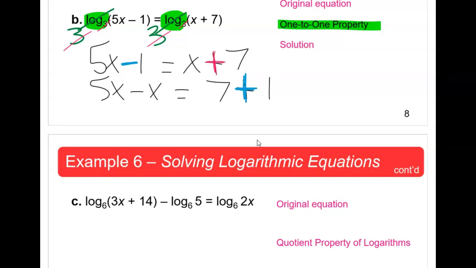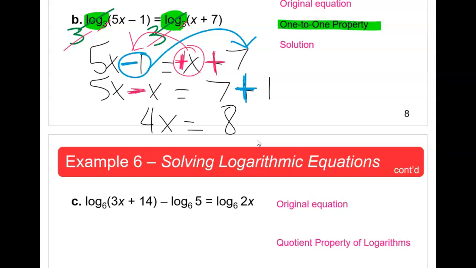So now we have positive x, and then we have negative x here. So that's what I did. I took that one to the left, and then I took the one to the right. Now we can combine like terms. So 5x minus x is 4x, and then 7 plus 1 is 8.